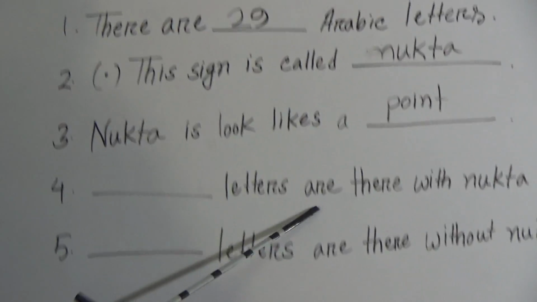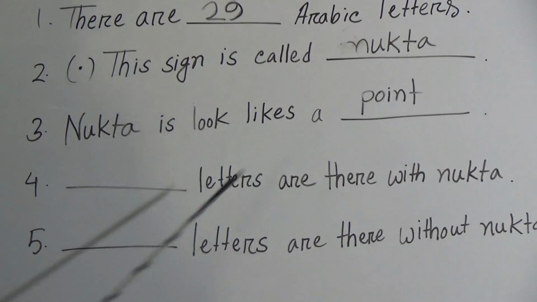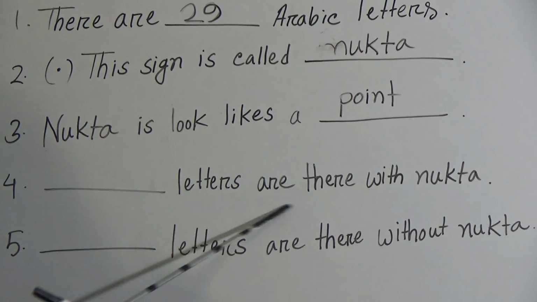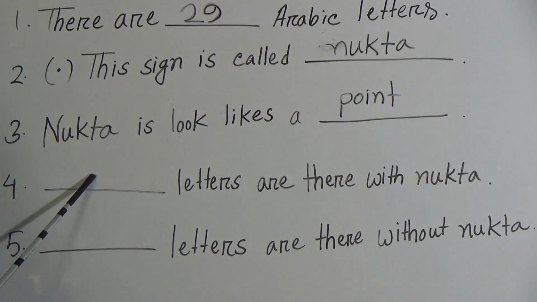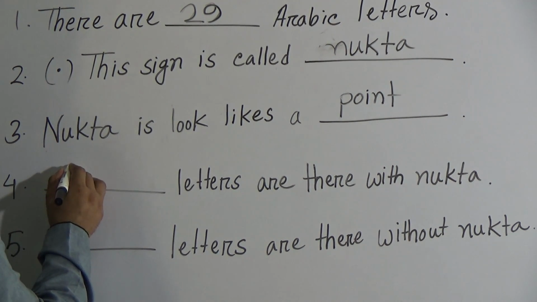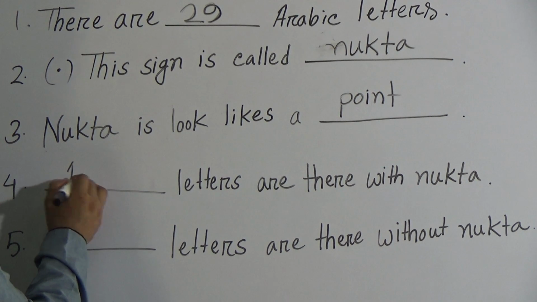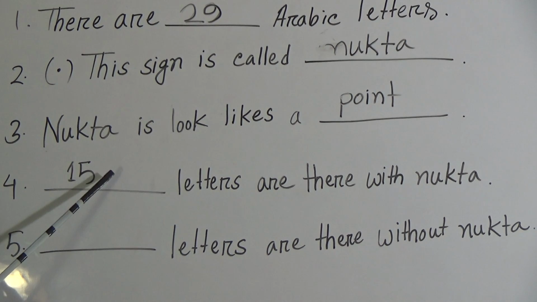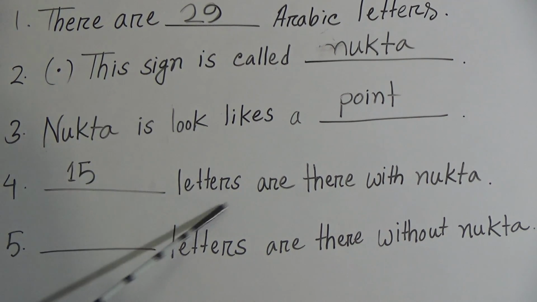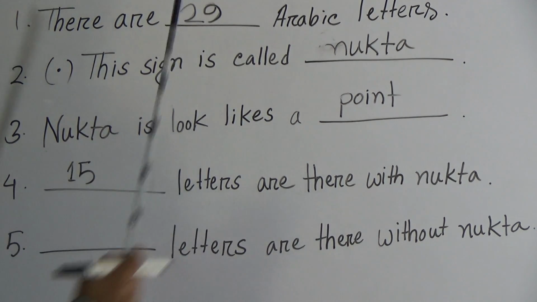Now number 4, my dear students, dash letters are there with nukta. What will be the answer here? Yes, we know that there are 15 letters with nukta. So in this regard, the answer will be 15. Now I am writing 15. 1 and 5. So our answer will be 15 letters are there with nukta.